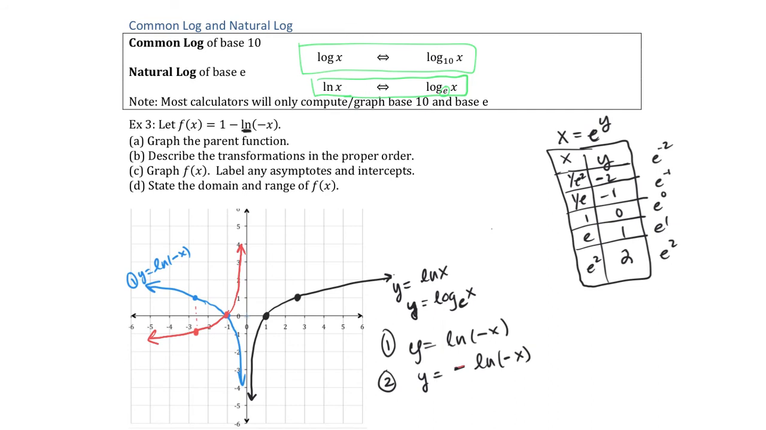All right, and then finally, we're going to do a vertical shift. So y equals 1. We're adding 1 to all of that, so everything's going to slide up 1 unit. So up we come, and there's our final graph.